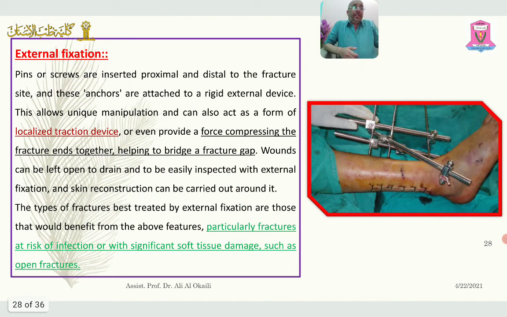External fixation. Pins or screws are inserted proximal and distal to the fracture site, and these anchors are attached to a rigid external skeleton or external device. This allows a unique manipulation and can also act as a form of localized traction to the device, or even provide a force compressing the fracture ends together, helping to bridge the fracture gap.